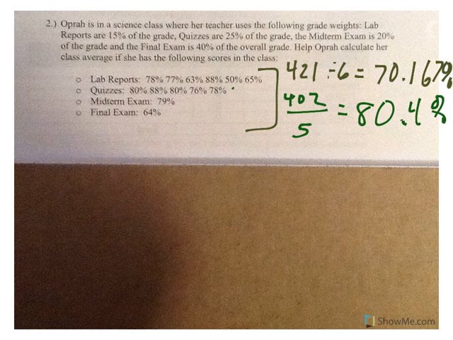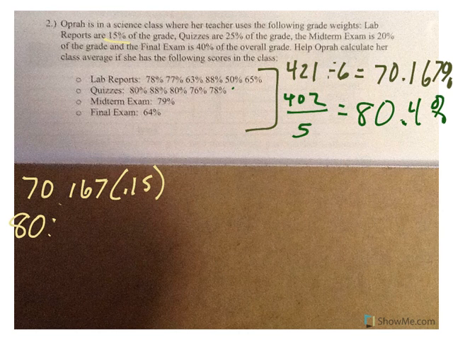Okay, so now that I have averages, right, because the midterm and final are just 1 grade, so I don't need to do anything for those averages. And now I can go ahead and put all of these things together. So if you look up top, labs are 15%, so I'll take her lab score and multiply by 15%. I'll take her quizzes, which was 80.4, and multiply by, quizzes are 25%.